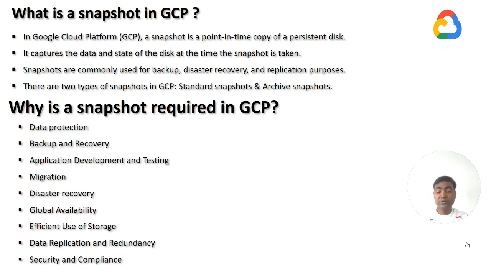A snapshot can be used as a basis for creating a new disk in a different region or zone. This enables you to replicate data for redundancy and compliance purposes. Security and compliance: snapshots are encrypted by default, providing an added layer of security. They help meet compliance requirements by ensuring that your data is protected and recoverable. Now guys, I hope you can understand why a snapshot is required in Google Cloud Platform.